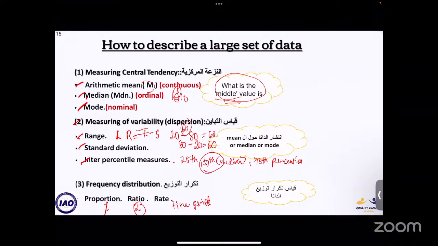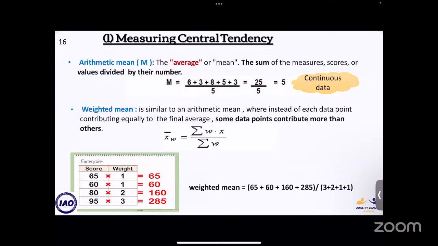Okay, moving on. Now we will discuss measuring the central tendency. I previously explained that central tendency is measured by the mean, median, and mode. The arithmetic mean is the average of the data. To calculate the mean, sum up all the values and divide by their count. So for example, here, if the data is 6 plus 3 and 8 plus 5 plus 3.